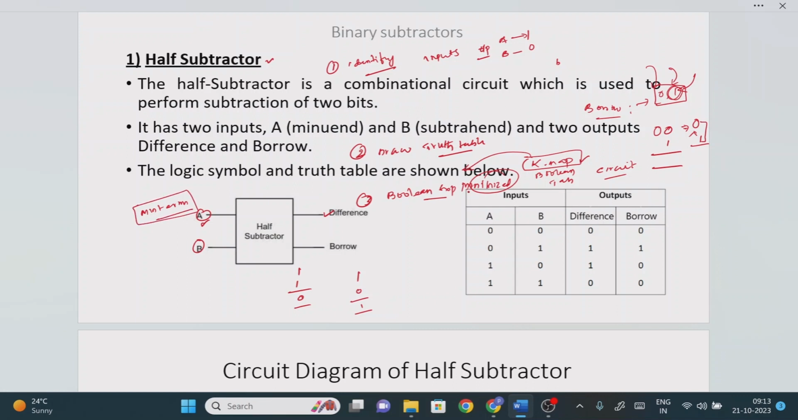Now we see how many outputs we have: two outputs, right? One is the difference, another one is the borrow, right? So I am going to find out the minterms for difference and the minterms for the borrow, right? If we can find out the minterms, we can directly plot them into the K-map so that we can find out the minimized version of the logic expression. That is the idea here, right?